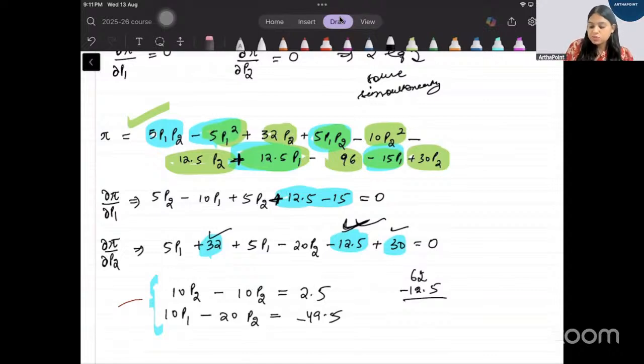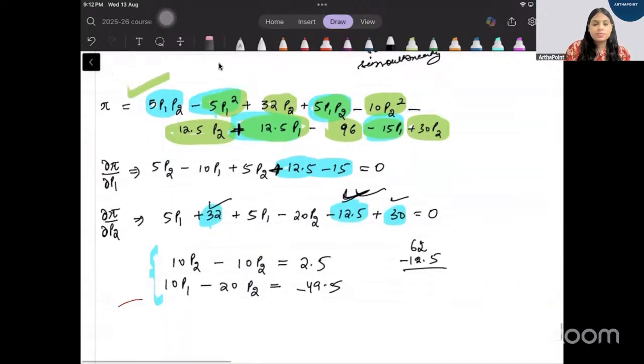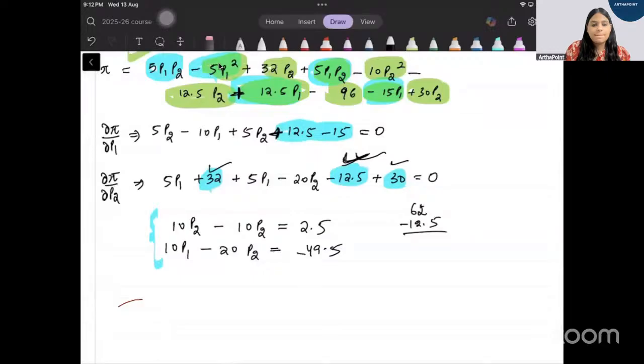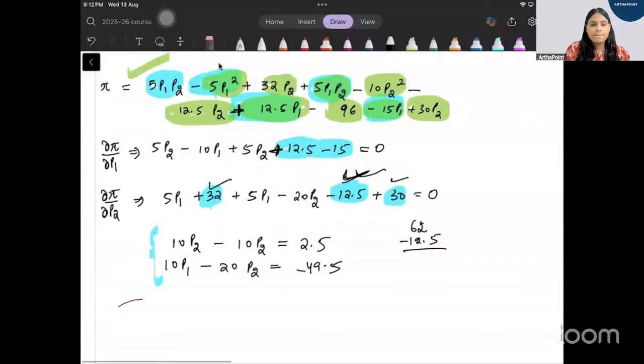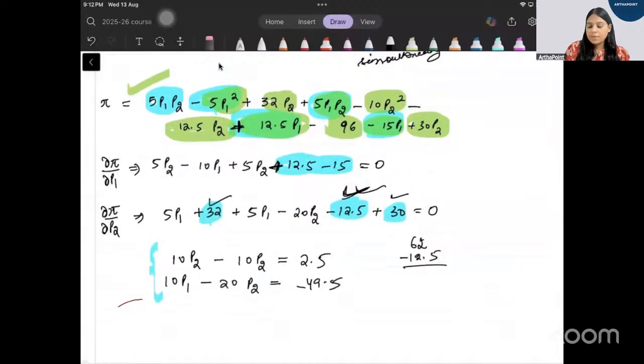Now just find P1, P2. What is P1 and P2 coming out to be? This is 10 P1. So first equation becomes 10 P2 minus 10 P1 equal to 2.5. And second becomes 10 P1 minus 20 P2 equal to minus 49.5. Still, please look into the signs very carefully. Tell me the answer.